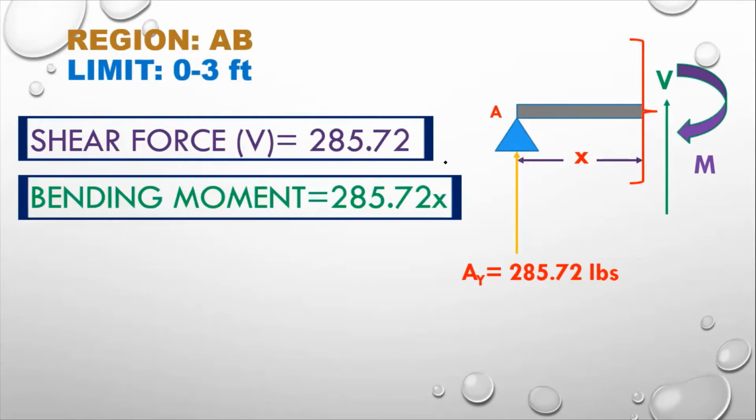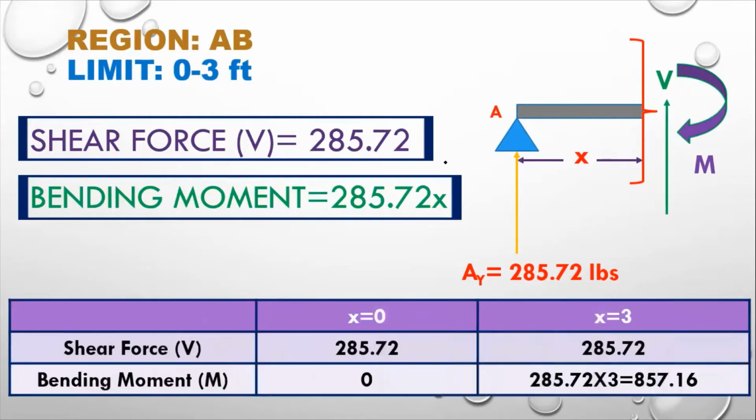So you can see 285.72x, because we have only one vertical force here, and that is upward, so it should be positive. Now we have to find the values of shear force and bending moment at x equals 0 and x equals 3. At x equals 0, the shear force remains the same at 285.72, and at x equals 3 it also remains 285.72. The bending moment at 0 is 0, and the bending moment at 3 is 285.72 times 3, which equals 857.16. So this is how to do the calculation for the region AB.